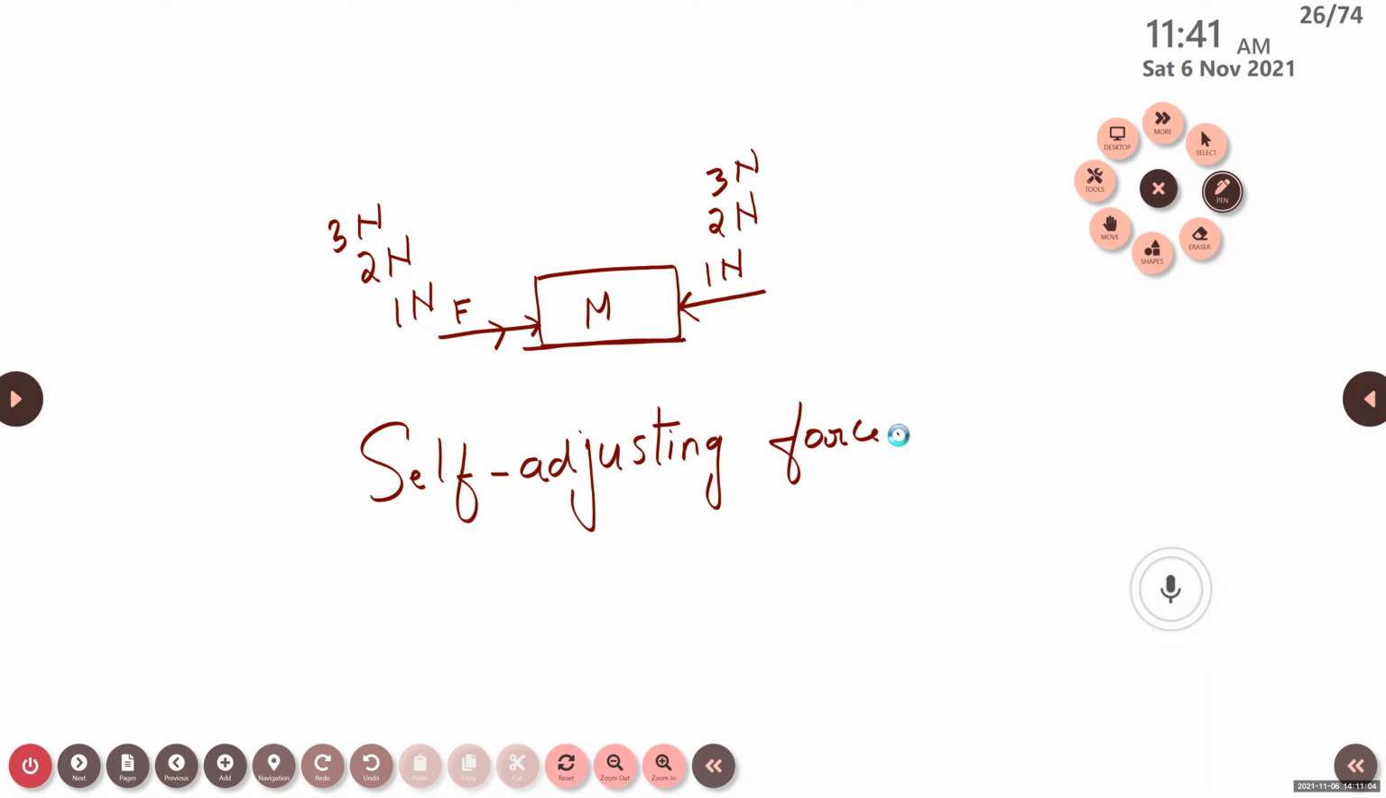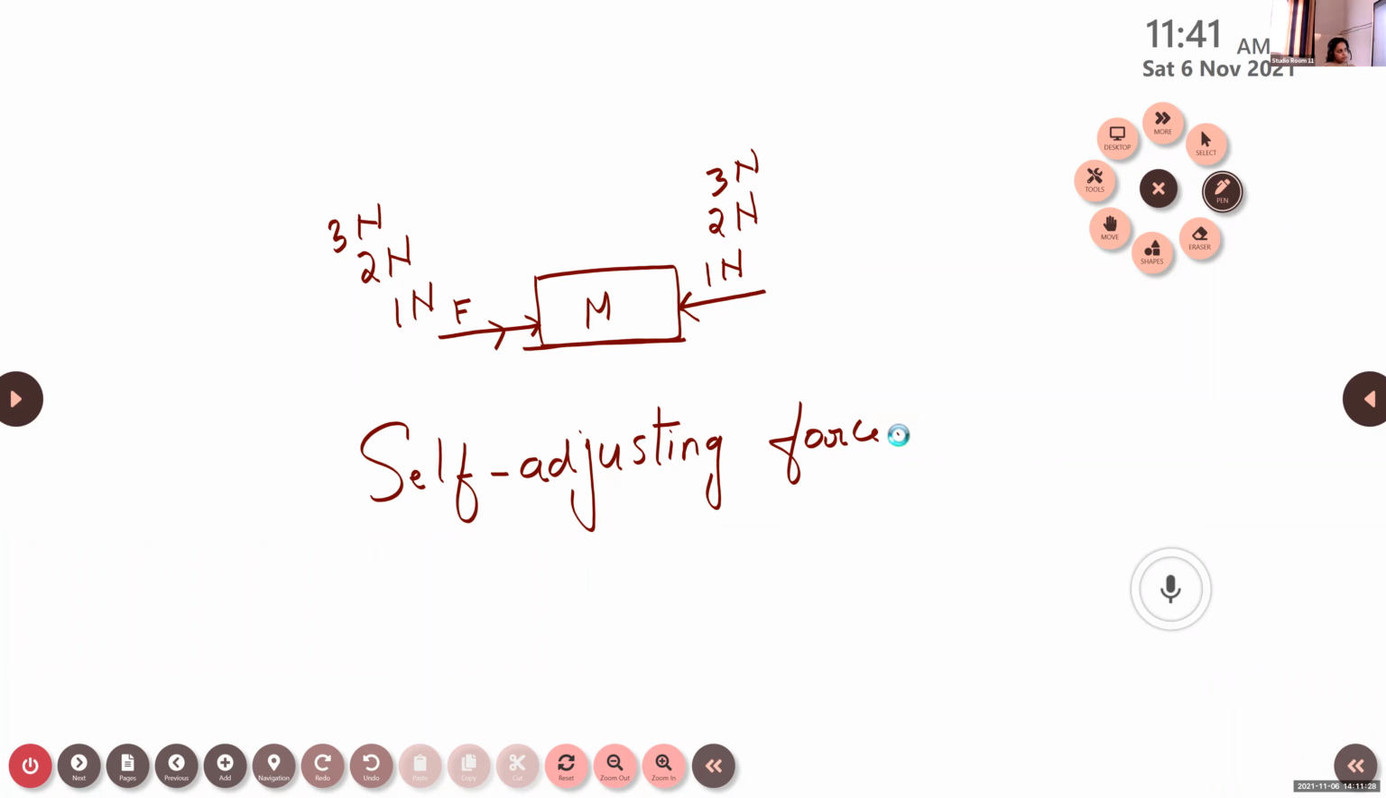Okay, then try to say why static friction is also known as a self-adjusting force, Niranjan. It applies force of the same magnitude in the opposite direction to keep the object stationary. To keep the object in a stationary state. Is it clear? Yes, ma'am. Okay, then my next question.